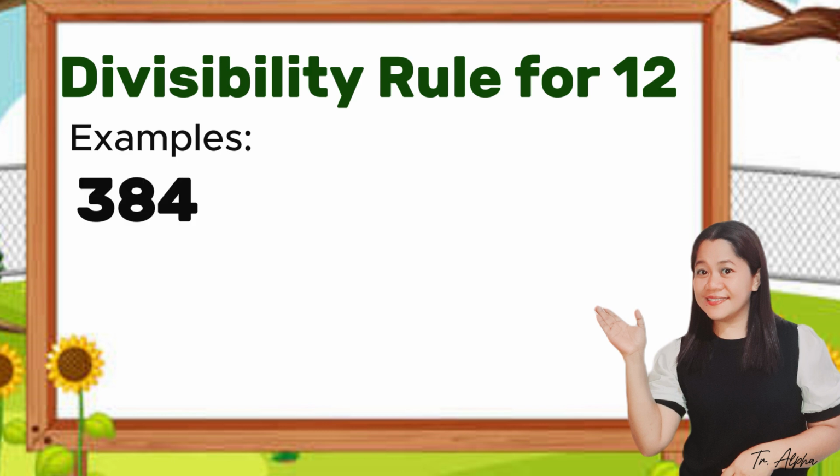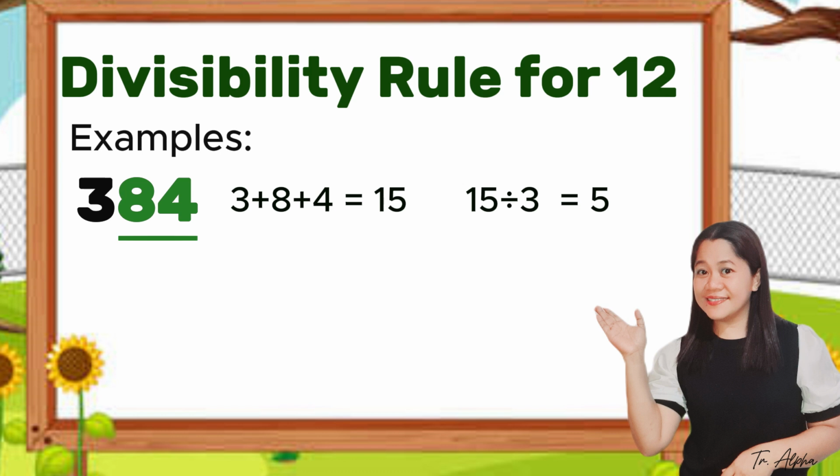Example: 384. If we add all the digits of 384, 3 plus 8 plus 4, the answer is 15. 15 is divisible by 3 because 15 divided by 3 is 5. And the last two digits of this number, which is 84, are divisible by 4 because 84 divided by 4 is 21. Therefore, 384 is divisible by 12.